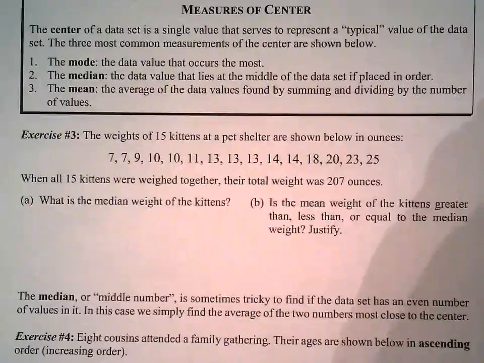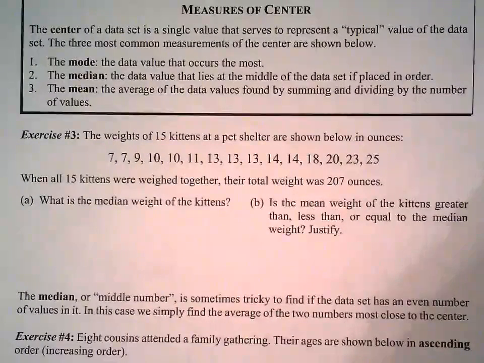It says the weights of 15 kittens at a pet shelter are shown below in ounces. So they've already put these values in from smallest to largest. So we're looking at all these values, and it looks like we have 1, 2, 3, 4, 5, 6, 7, 8, 9, 10, 11, 12, 13, 14, 15 values, right? Because we said that 15 kittens, and I was just counting again. I'm one of those people who likes to double check and make sure. So when all 15 kittens were weighed together, their total weight was 207 ounces. So they already pretty much gave you the total for this data.